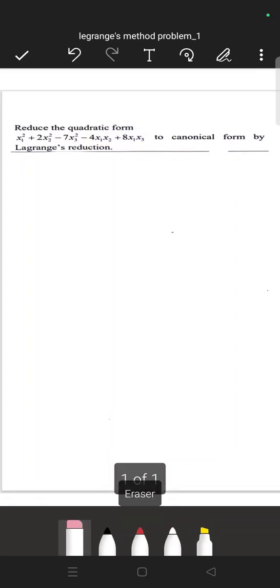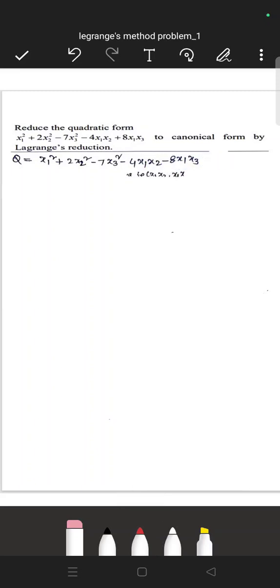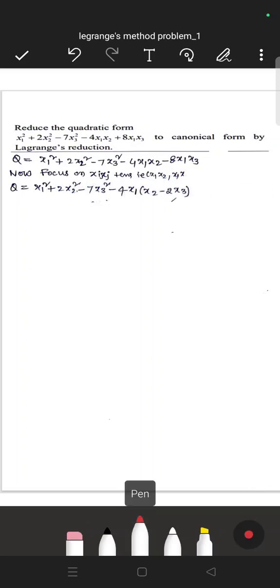The given quadratic form is Q equals x1 square plus 2x2 square minus 7x3 square minus 4x1x2 minus 8x1x3. Whenever we see an odd number as a coefficient, the problem might be different and difficult. So let's focus on the cross terms, x1x2 and x1x3. There we can take common minus 4x1, and we get x1 square plus 2x2 square minus 7x3 square minus 4x1 into (x2 minus 2x3).